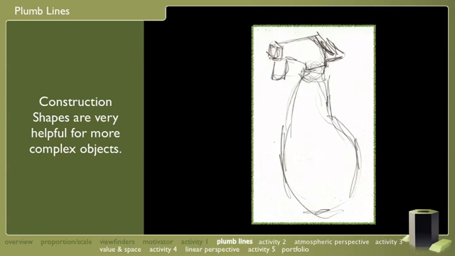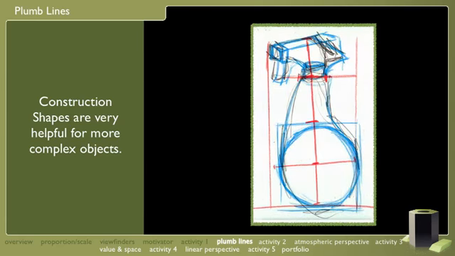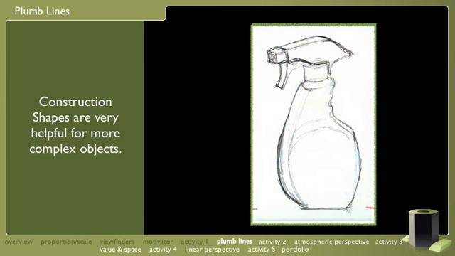Construction shapes are very helpful for more complex objects as well. In this example, we have gestured out a Windex bottle. We used plumb lines to mark important points of the object, and now we have used more simplified construction shapes to figure out and correct the more complex Windex bottle. Here is the corrected gesture, and with a little refinement can easily turn into a finished contour drawing.